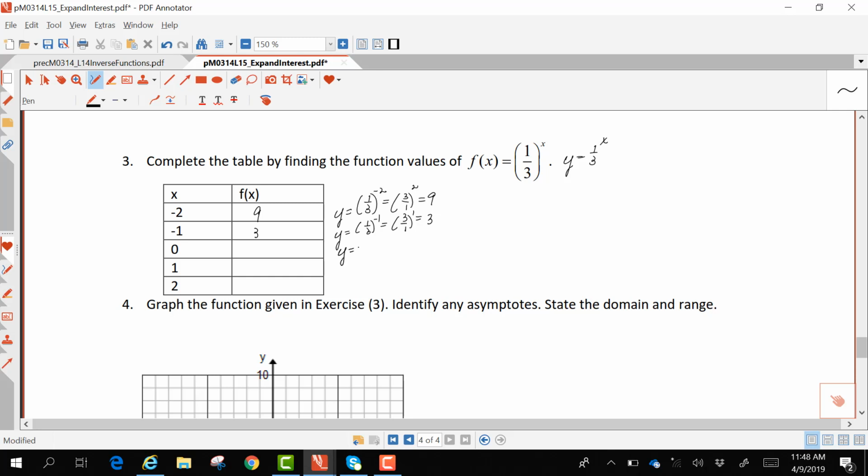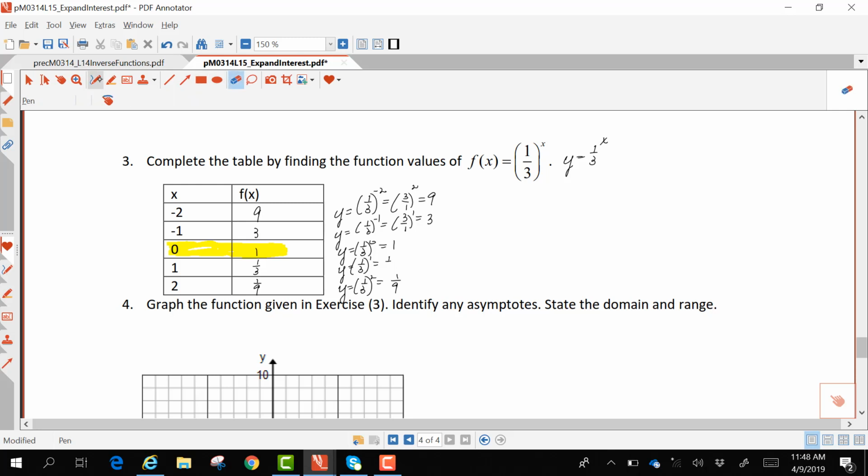If my x value is 0, remember when you take something to the power of 0, it equals 1. So you should consistently, through your exponential equations, unless they're being transformed by moving them up or down, have the point (0, 1) on pretty much every exponential function. If my x value is 1, this becomes easier. 1/3 to the power of 1 is just 1/3. And an x value of 2 is 1/3 to the power of 2, which is 1 squared over 3 squared, which is 9, so it's 1/9.